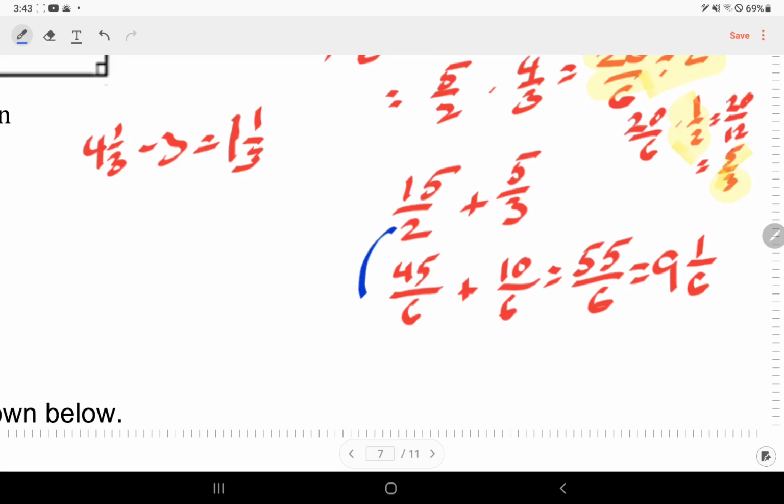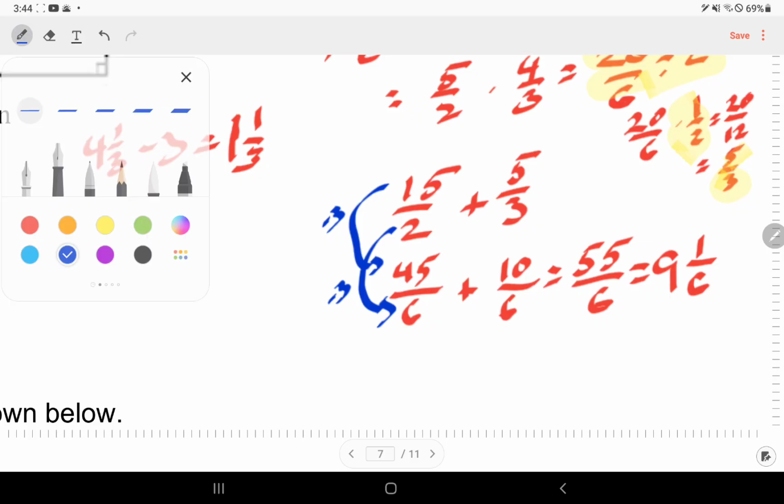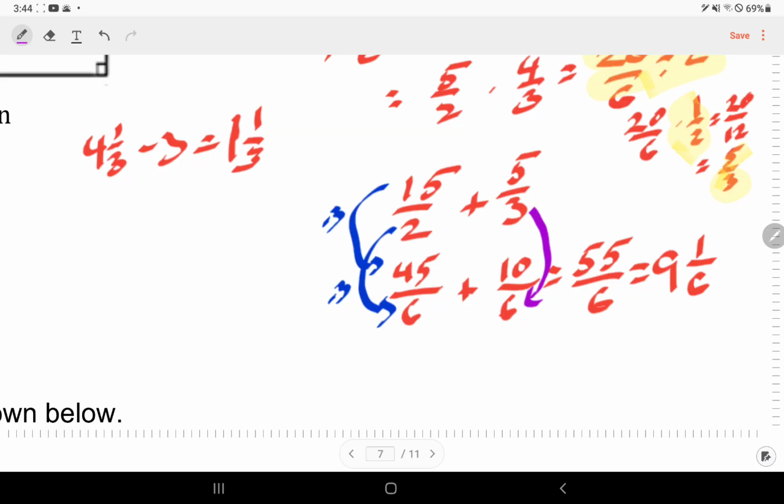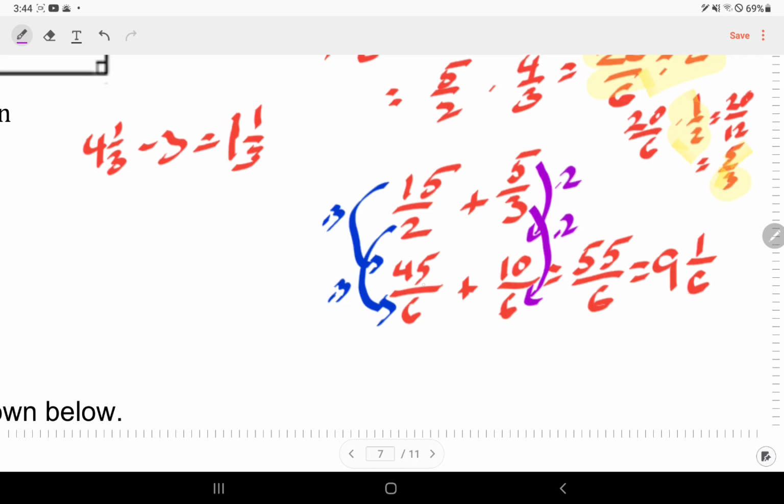To get from 2 to 6, I multiply by 3. So I multiply by 3. 3 times 15 is 45. And so I go and I say, well, what times 3 is 6? Well, that's times 2. So 5 times 2 is 10. We don't add denominators, but we do add numerators. So 45 plus 10 is 55.